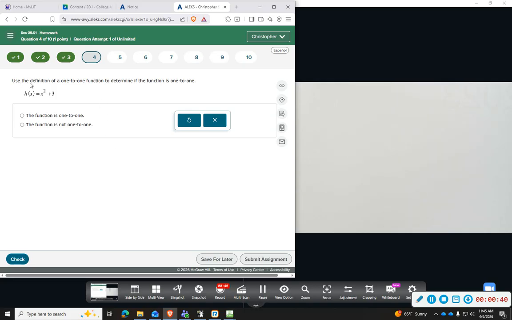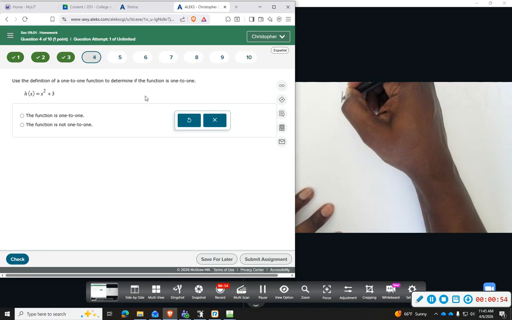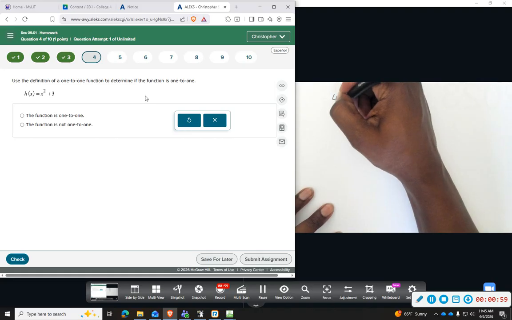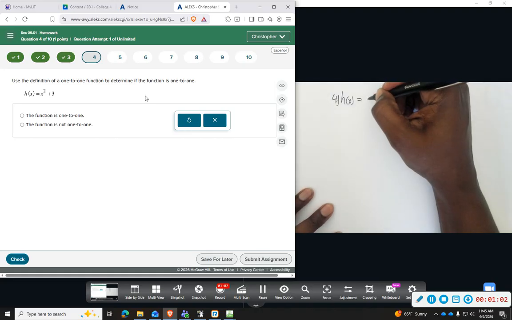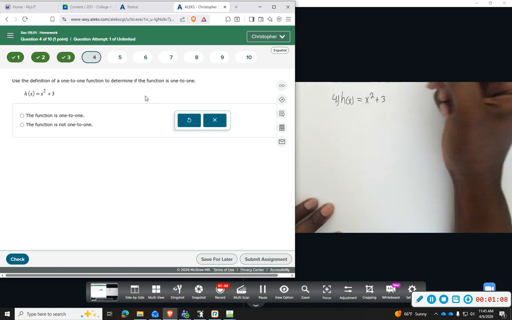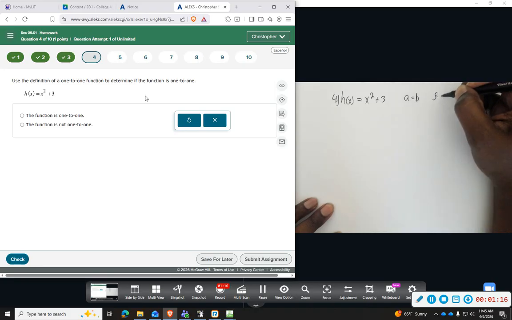And then number 4, it says use the definition of a one-to-one function to determine if the function is one-to-one. Okay, so when they say use the definition, again, in the text it showed that if we have h of x, which is given our function, this is number 4, if our function is equal to x squared plus 3, we are going to say if a equals b, then that means f of a is equal to f of b.